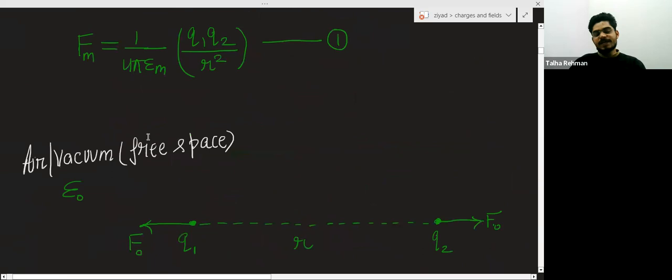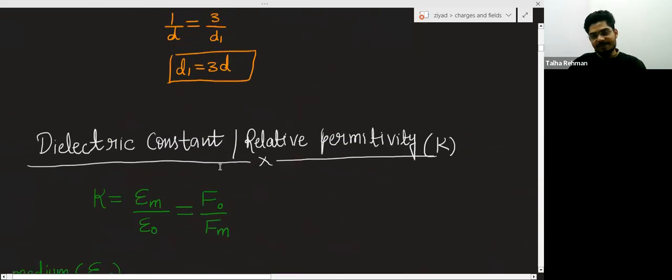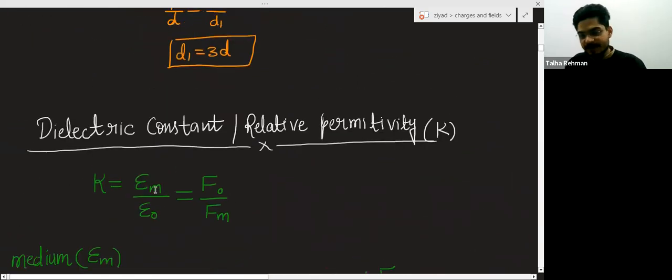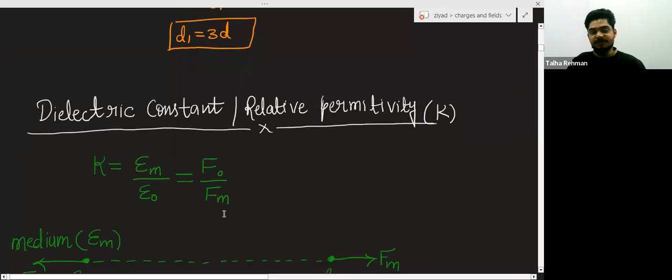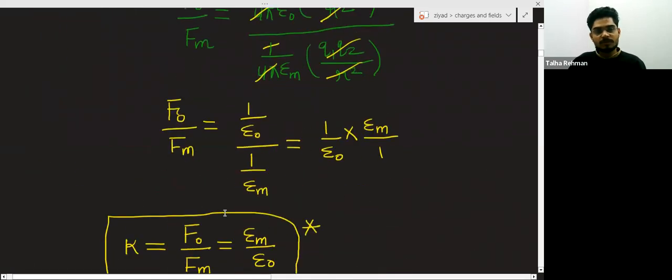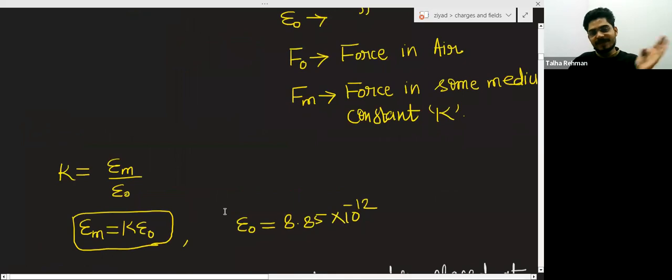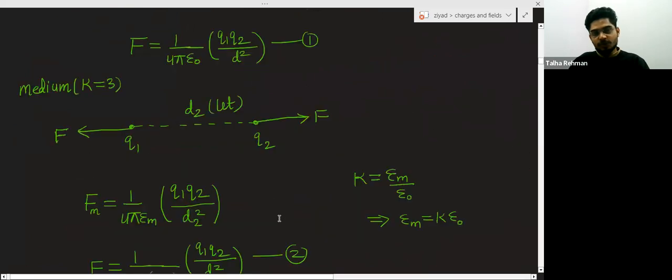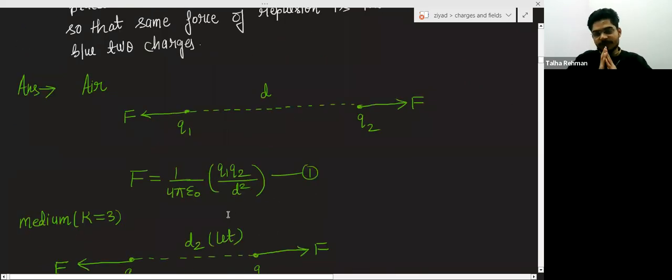K is epsilon m divided by epsilon naught, which is equal to f naught by fm. K is the dielectric constant, epsilon m is the permittivity of the medium, epsilon naught is the permittivity of free space, f naught is the force in air or vacuum or free space, and fm is the force in any other medium. This is another numerical you can do. You have to apply Coulomb's law for solving the numericals.